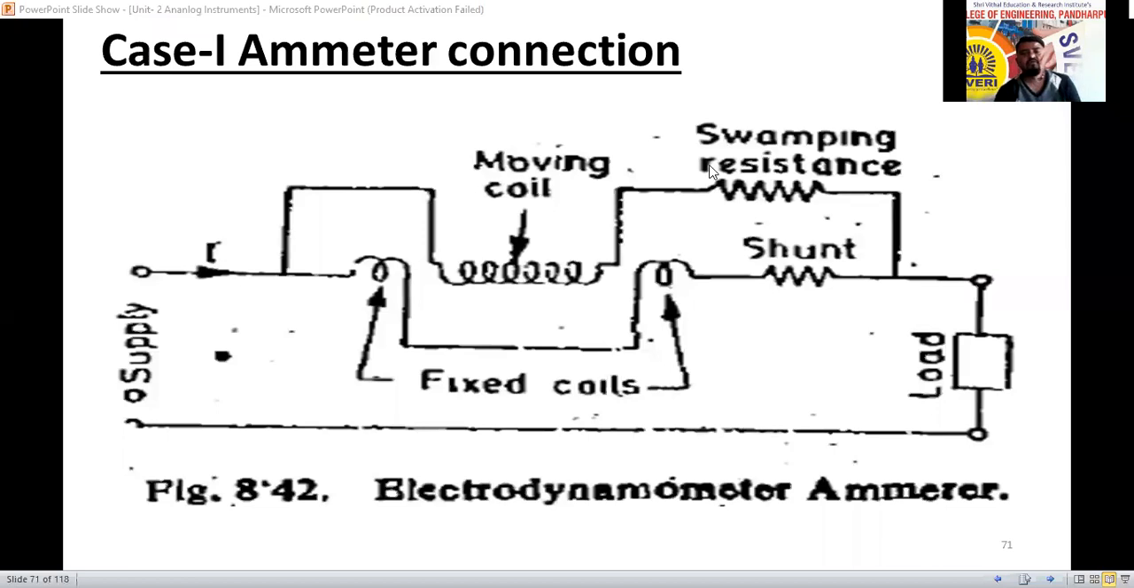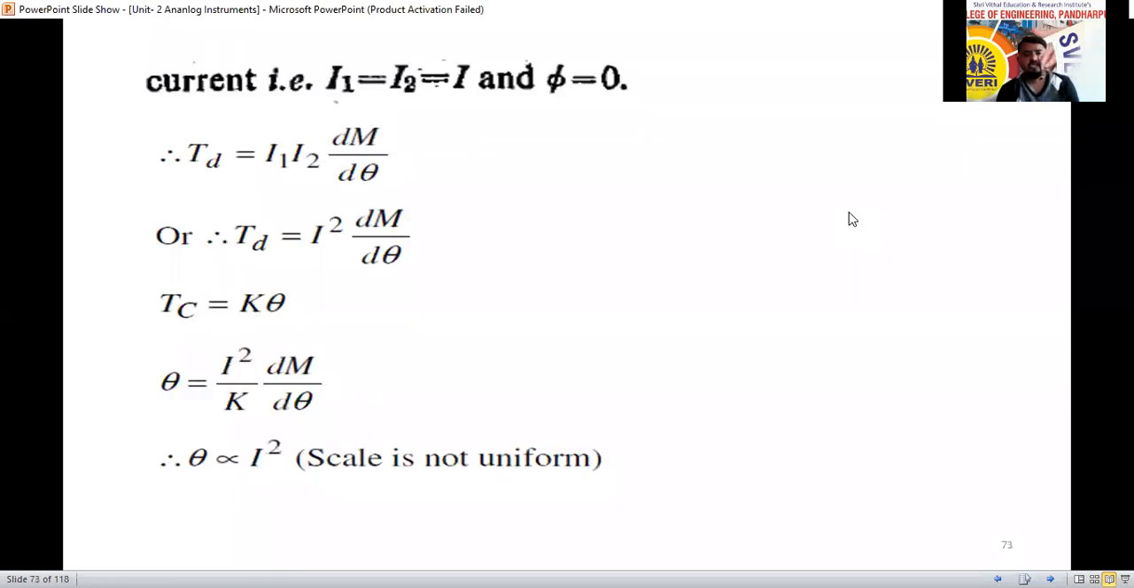So out of these three connections, in yesterday's class we have already discussed the ammeter connection, where the deflection is directly proportional to I square. So the square of current is proportional to the angle of deflection. We have already derived the equation for the deflection in the form of current.